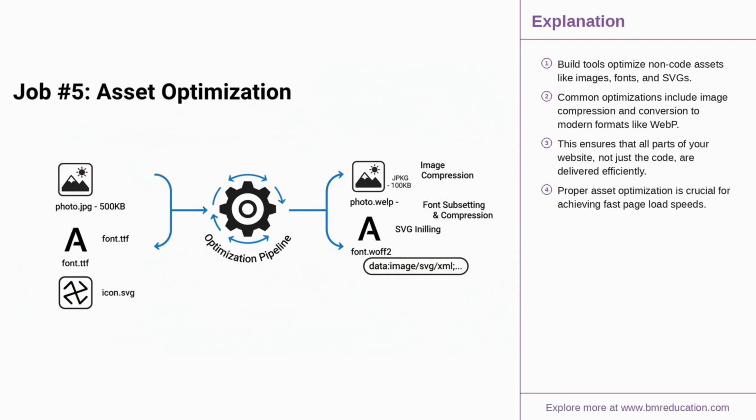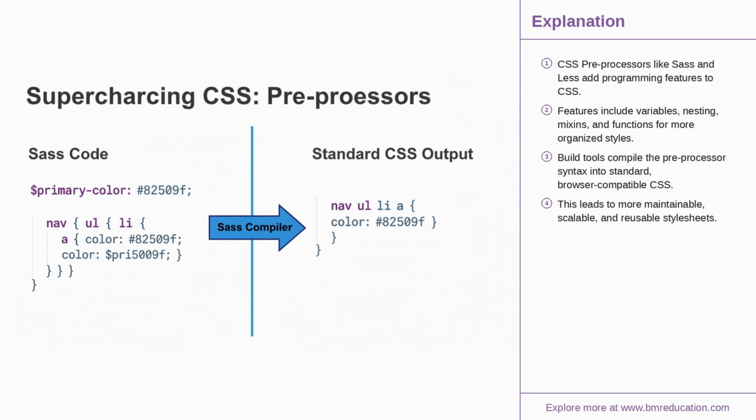To improve the developer experience, we can use tools that enhance standard CSS. CSS preprocessors like Sass or Less add powerful features like variables for colors, nested rules that mirror your HTML structure, and reusable blocks of code called mixins. A build tool processes this special syntax, converting it back into regular CSS that the browser can understand, making your style sheets more powerful and maintainable.